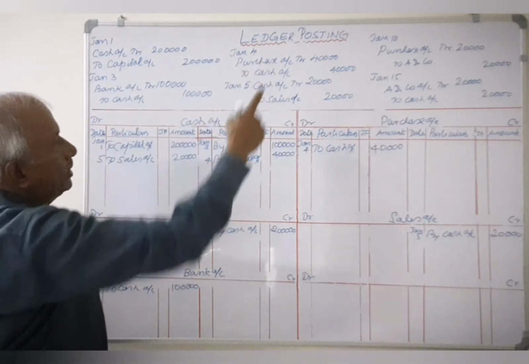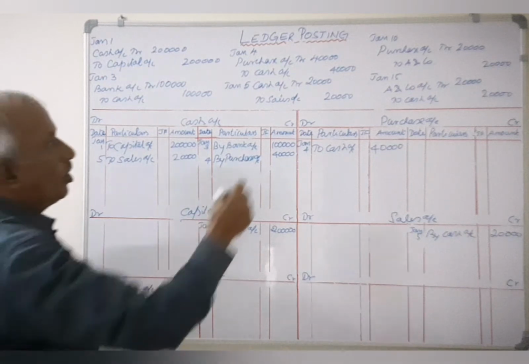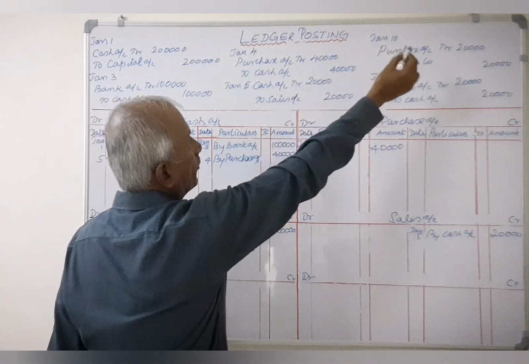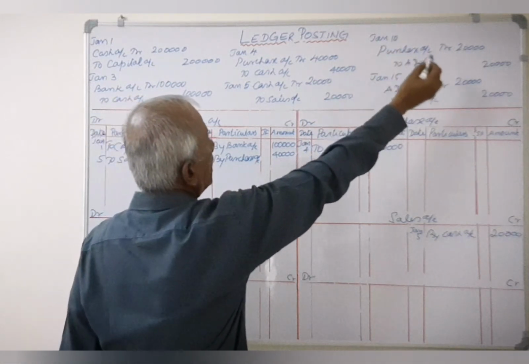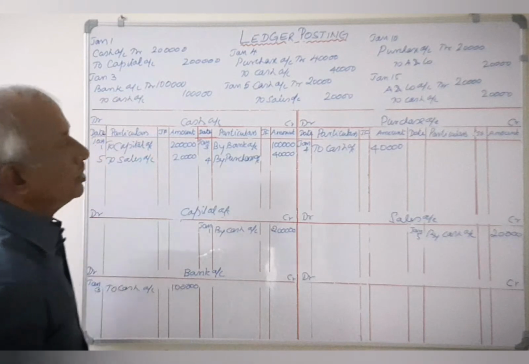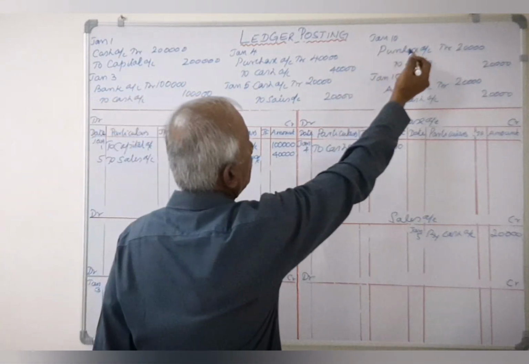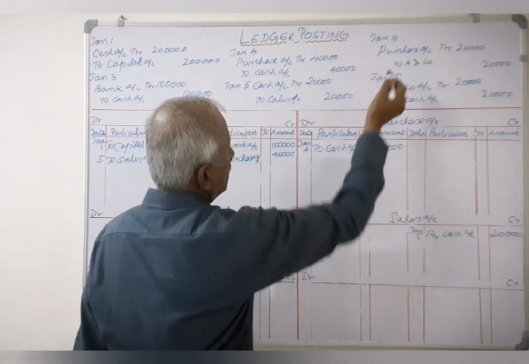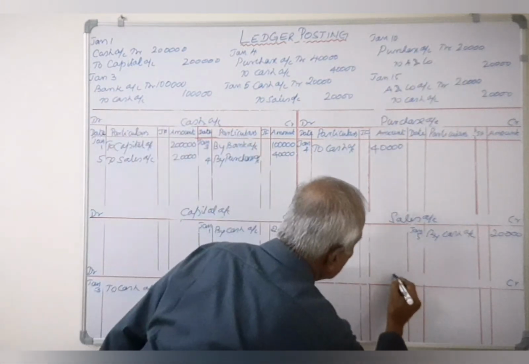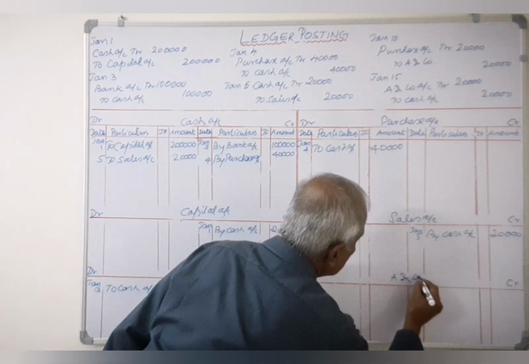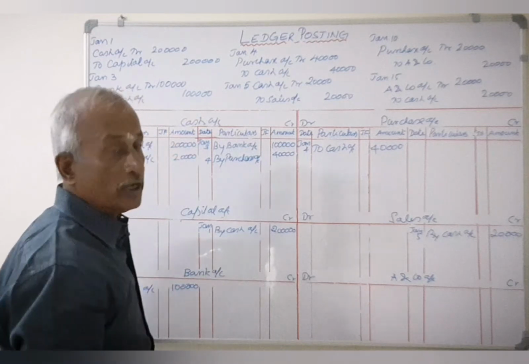Now the next journal, purchase account debtor to A&N Company. On the debit side of the purchase account, you have to record 20,000, and on the credit side of the A&N Company, you have to record 20,000. Now let us see whether these accounts are available. Purchase account is available, but A&N Company is not available. So let us open it. So A&N Company account.